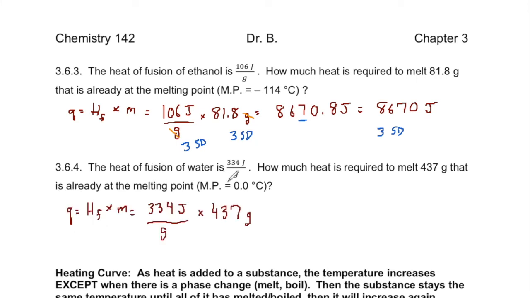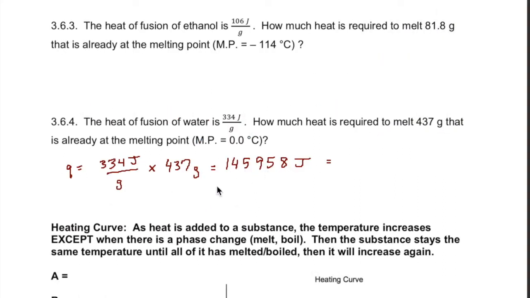So this time we're going to melt some water. Again, it's a bit more difficult to melt water than it is to melt ethanol. Not quite as big a difference as for boiling, but the heat of fusion in joules per gram times the amount in grams will cancel the grams and give us joules. So my calculator gives me 145,958 joules. We only know that to 3 significant digits. So our final answer should be 146,000 joules.